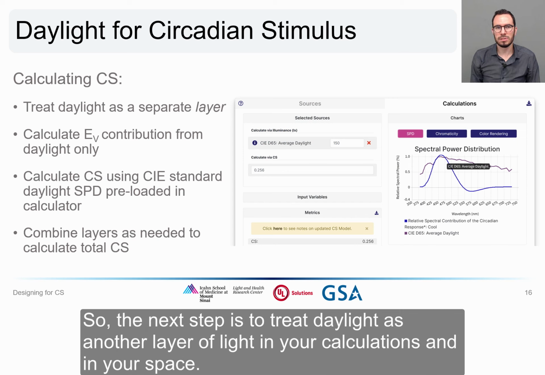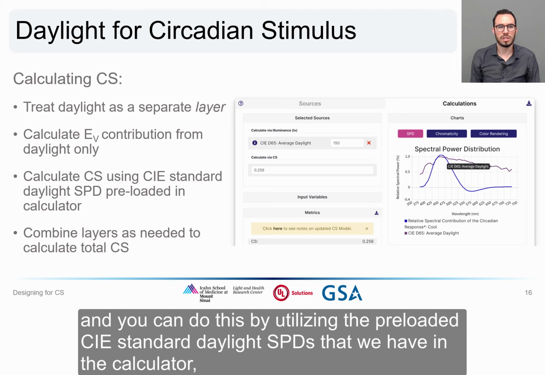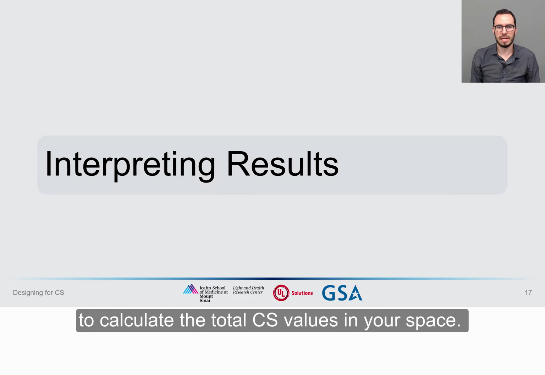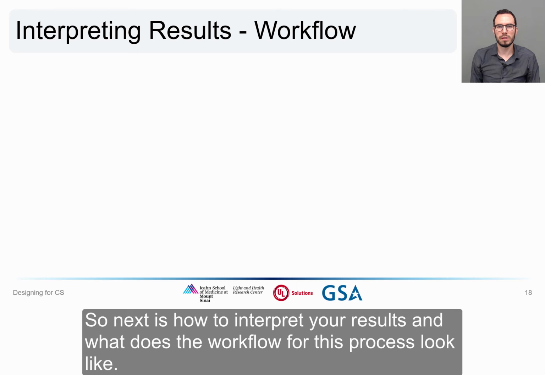So the next step is to treat daylight as another layer of light in your calculations and in your space. Calculate the EV contribution from the daylight in isolation, and you can do this by utilizing the preloaded CIE standard daylight SPDs that we have in the calculator, and then combine the layers of light as needed, including your electric light, to calculate the total CS values in your space. So next is how to interpret your results, and what does the workflow for this process look like in a nutshell.